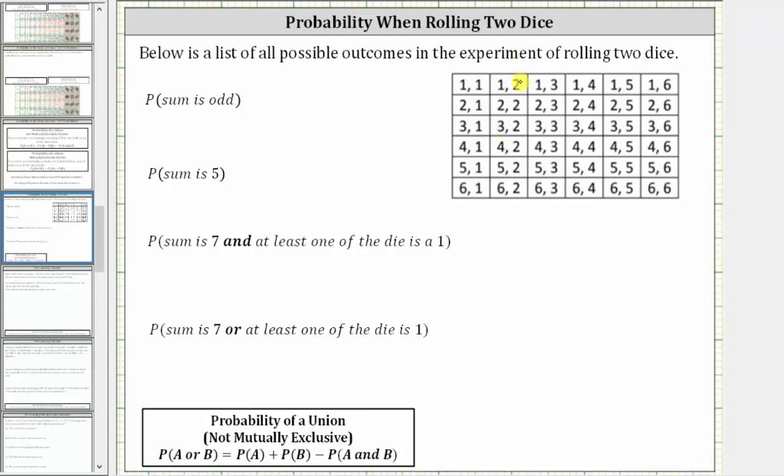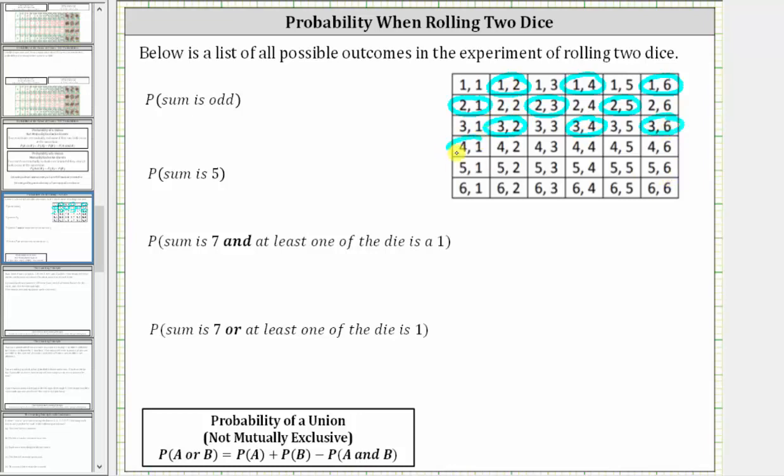In the first row, 1 and 2, 1 and 4, and 1 and 6 have an odd sum. In the second row, 2 and 1, 2 and 3, and 2 and 5 have an odd sum. In the third row, 3 and 2, 3 and 4, and 3 and 6 have an odd sum.